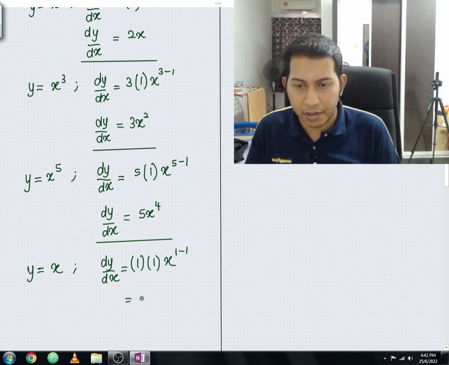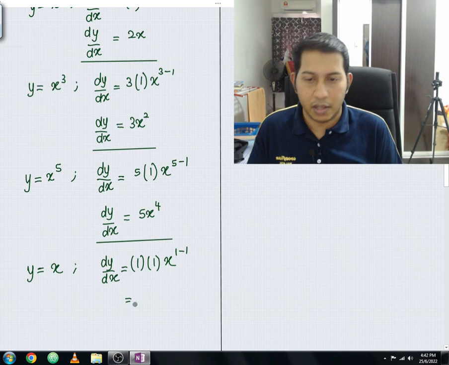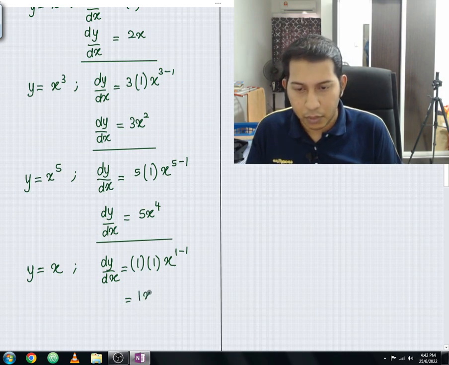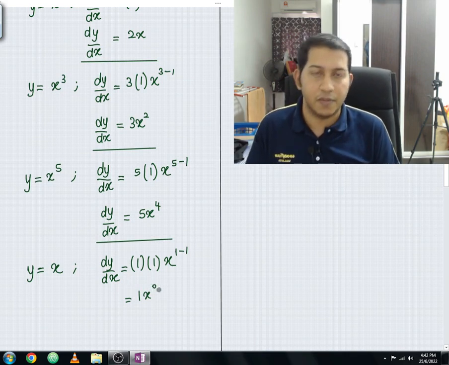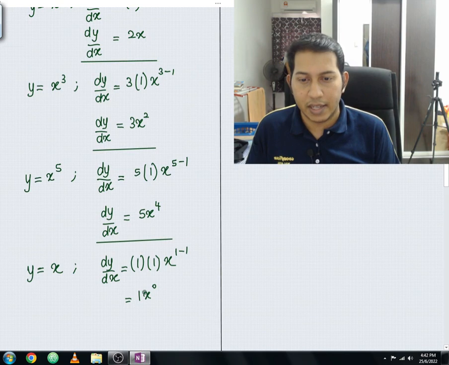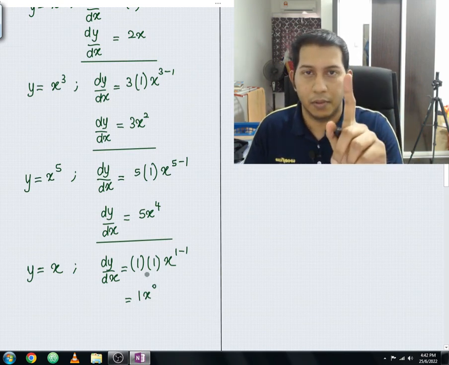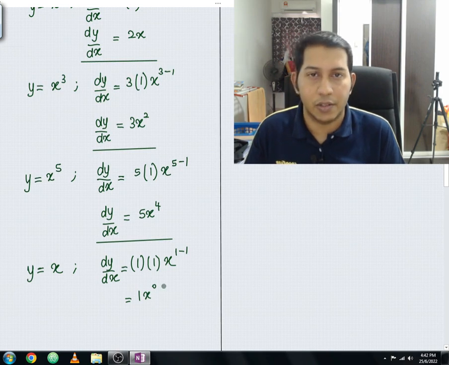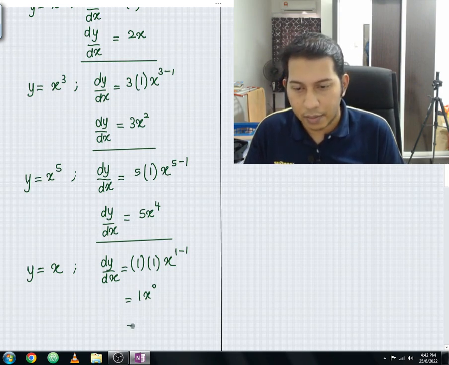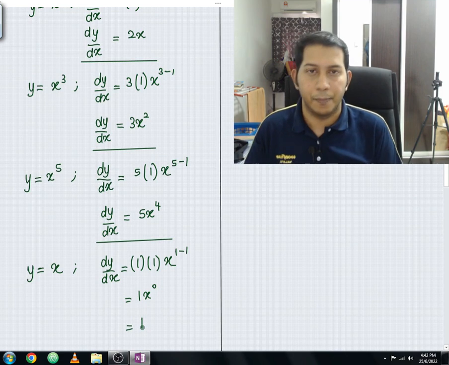As you notice here, you get 1 times 1 is 1. The x still remains the same, but the power is 0. So 1x to the power of 0. From here you should understand that x to the power of 0 always equals 1. So 1 times x to the power of 0, your answer will be equal to 1.